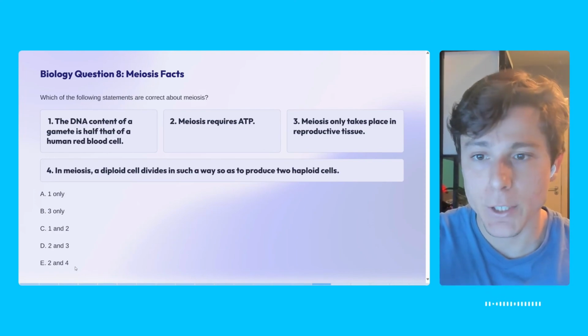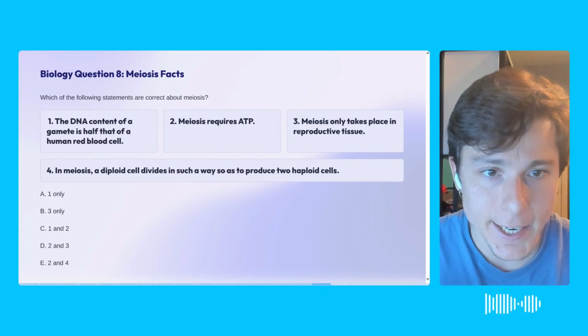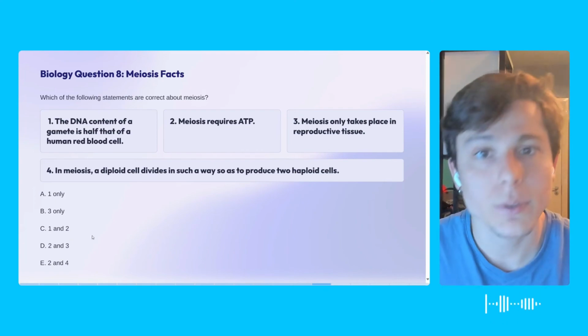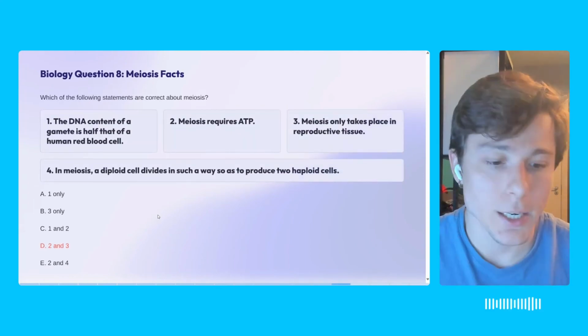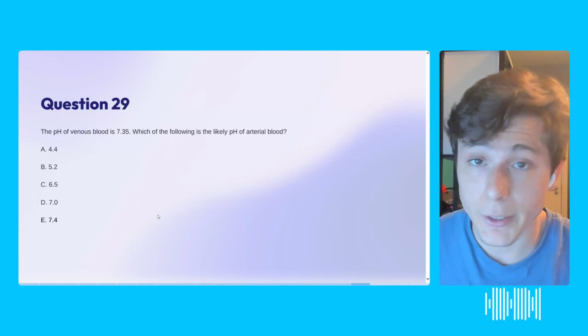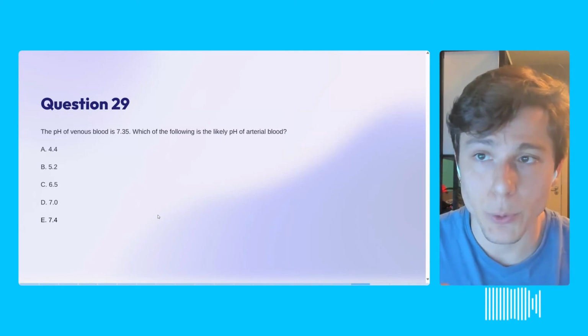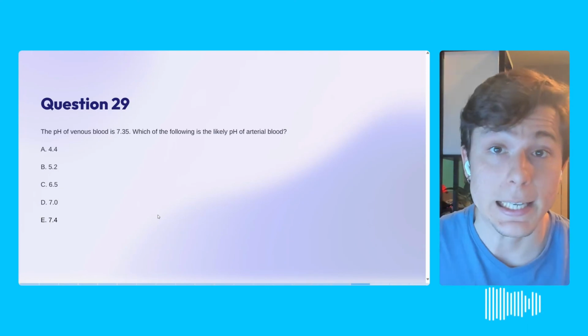Okay, so only statements that are correct here is going to be the second and the third. So letter D. That is what we're looking for. If you're a little bit confused about this, I highly recommend you to review the meiosis topics because it's going to be very often in the exam.